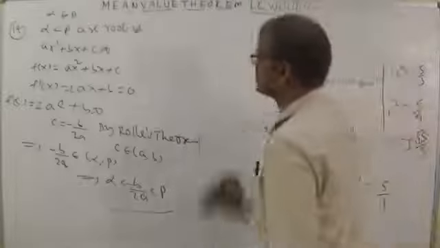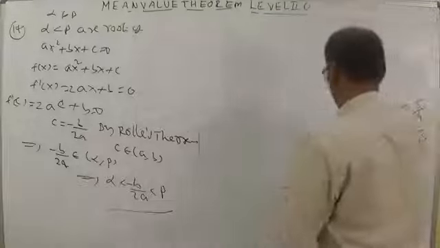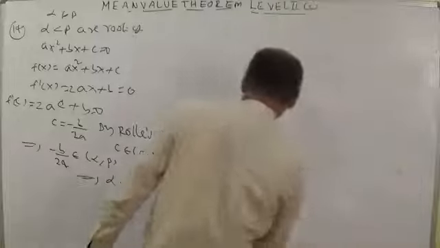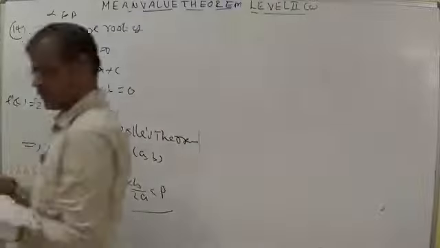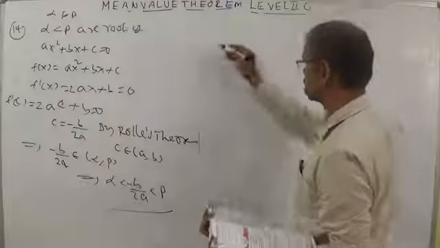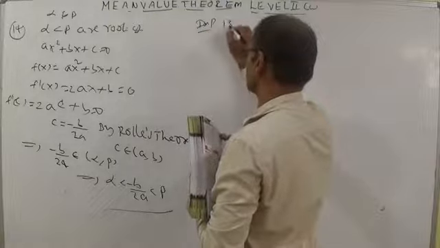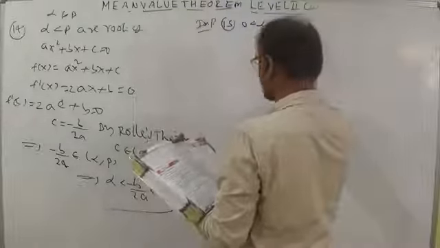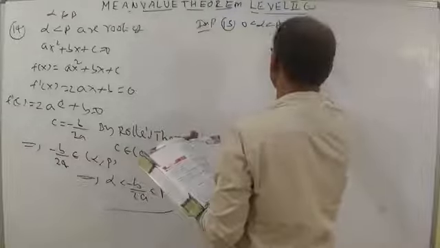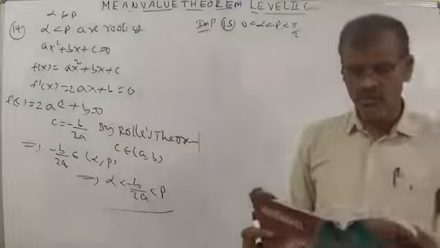Next, how many sums completed? 14th one completed. Let us discuss the 15th one. 15th question. It is also an important question, an important concept. 0 less than alpha less than beta less than pi by 2.